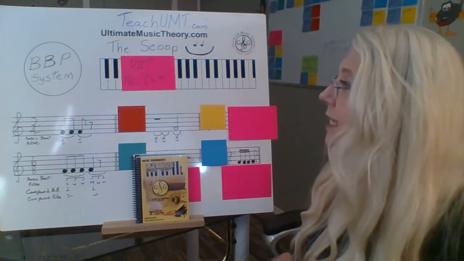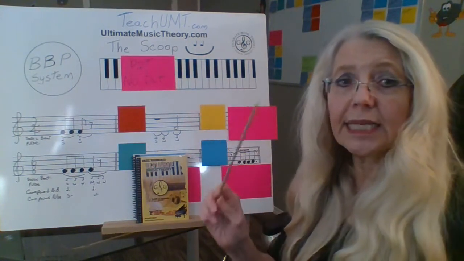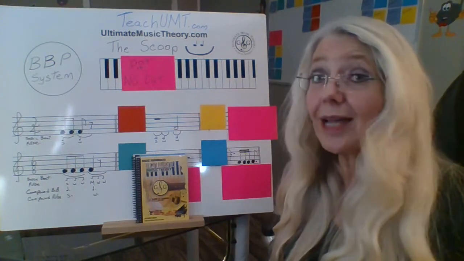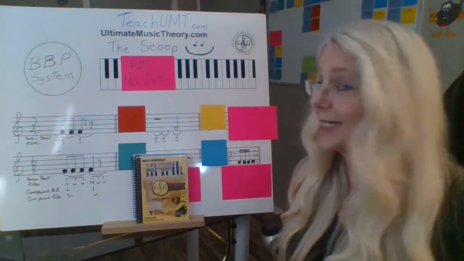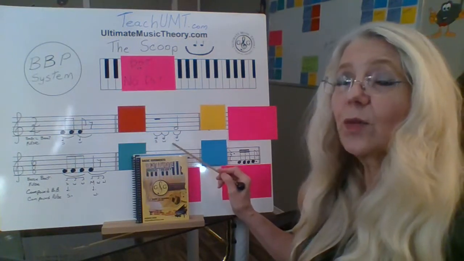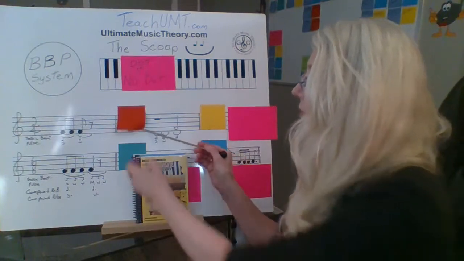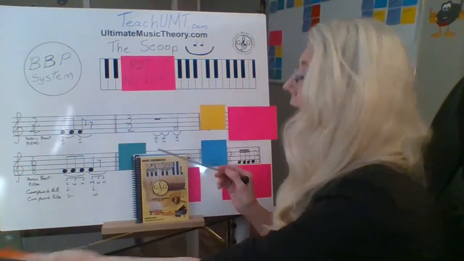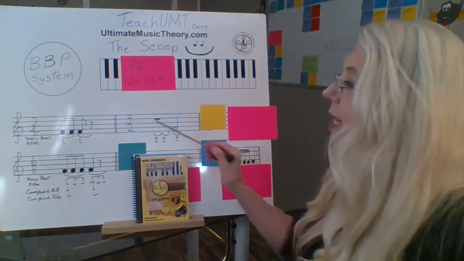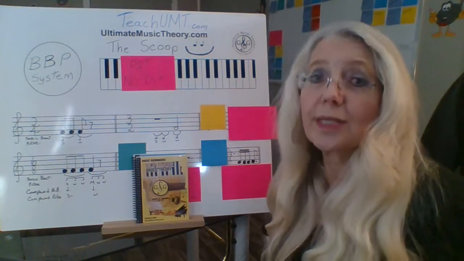So now the question is dot or no dot? Let me see your answers, please. Dot or no dot? Well, right now we see that we have no dot, so that's going to tell us we are in simple time. So let's have the big reveal. We have 1, 2, 3 half notes. So our time signature is 3/2 time.